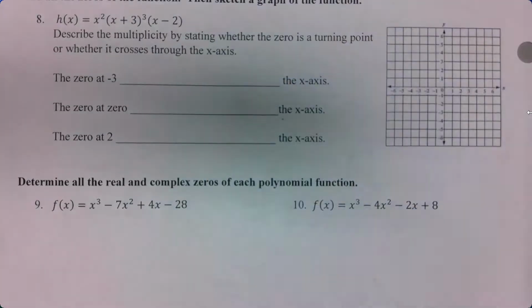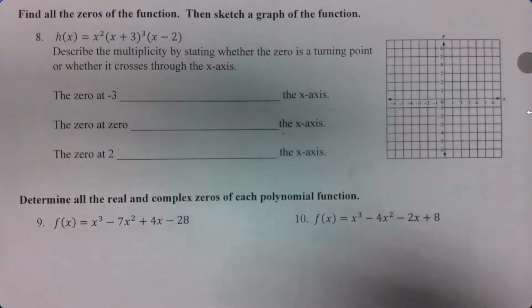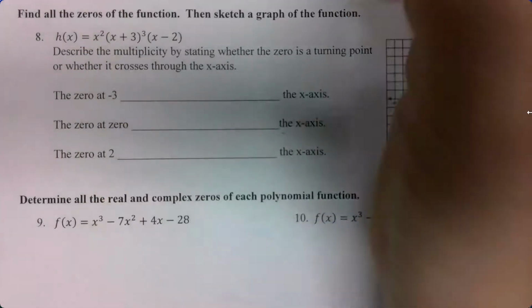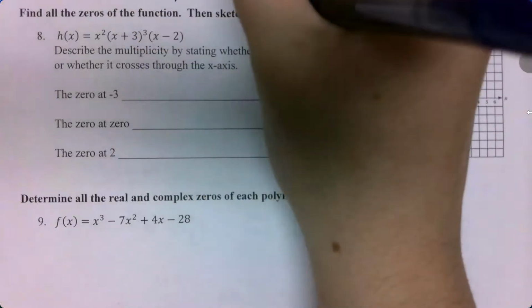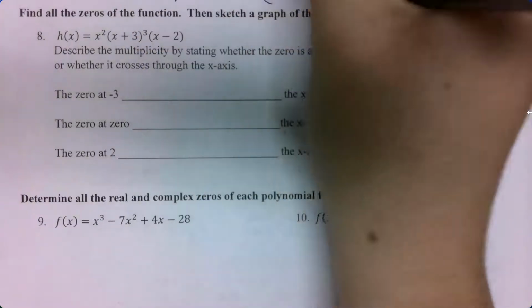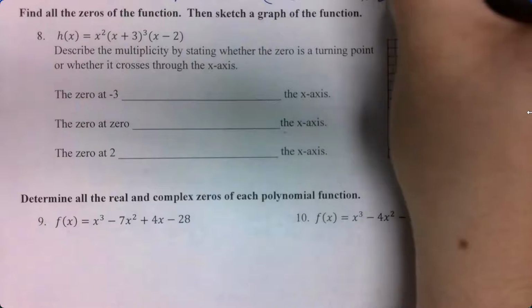Okay. On the back, it wants me to find all the zeros of the function and sketch a graph. So it wants me to describe the multiplicity and state whether the 0 is a turning point or whether it crosses through the axis. All of these are in factor form, so I just take each and set them equal to 0. I have x squared equals 0. I have x plus 3 cubed equals 0. And x minus 2 equals 0.